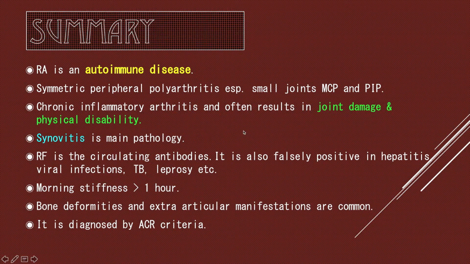Ultimately it leads to joint damage and physical disabilities. Synovitis is the main pathology. Apart from synovial membrane inflammation, cartilage destruction and bone destruction are also main pathology. Then we have circulating antibodies. Rheumatoid factor is the easiest test to detect these antibodies. Rheumatoid factor antibodies, IgM category, are present in 70% of patients. Morning stiffness greater than 1 hour gives a serious indication of rheumatoid arthritis, and the diagnosis is made by the ACR criteria only when the score is 6 or greater.